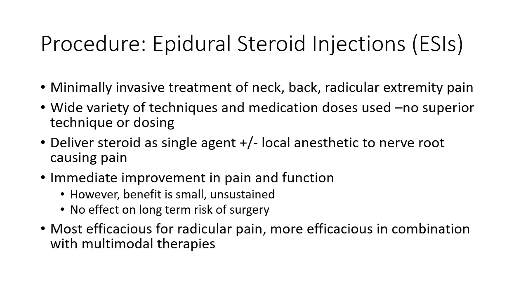First described in 1952, it is the most commonly performed pain procedure in the world, and over 40 placebo-controlled trials have evaluated its efficacy and cost. Currently, the pain community accepts that while ESIs for radiculopathy will result in immediate improvement in pain and function, it tends to have small, unsustained benefits and no effect on the long-term risk of surgery. Meta-analyses have concluded that there is no superior technique or steroid dose for ESIs. ESIs likely have an important role for patients with radicular pain and are likely more efficacious in combination with multimodal therapies.